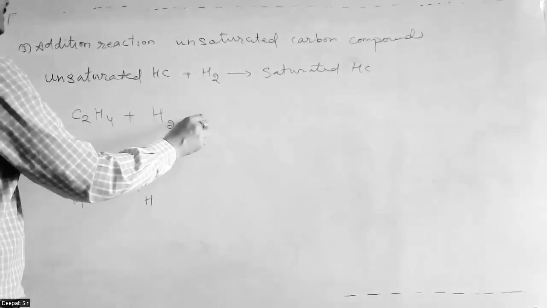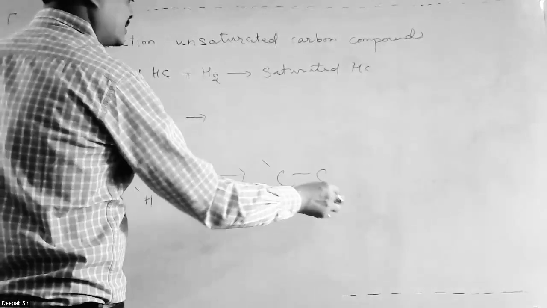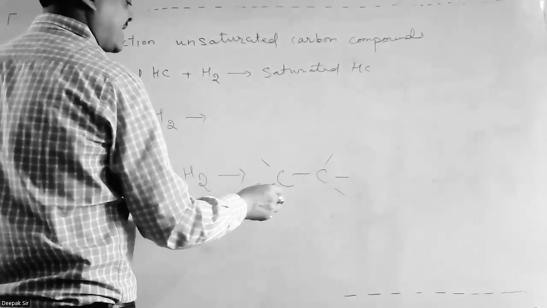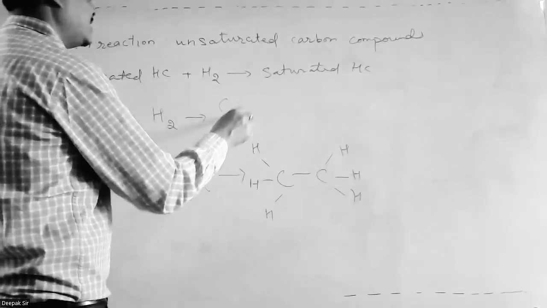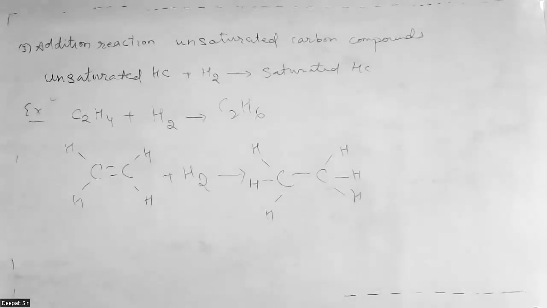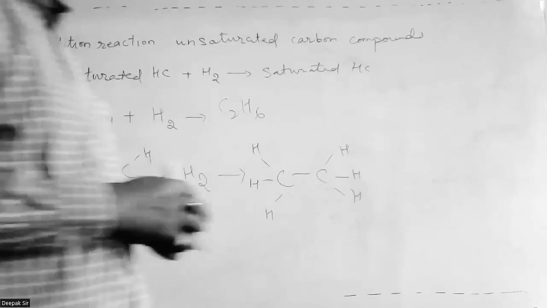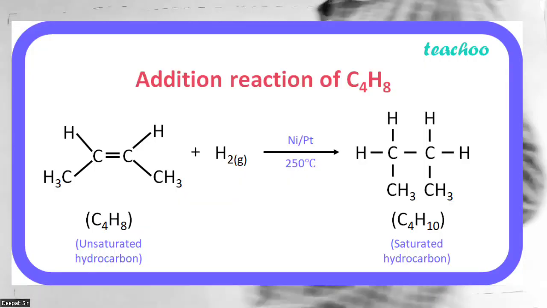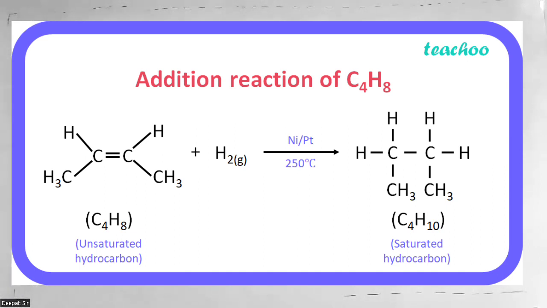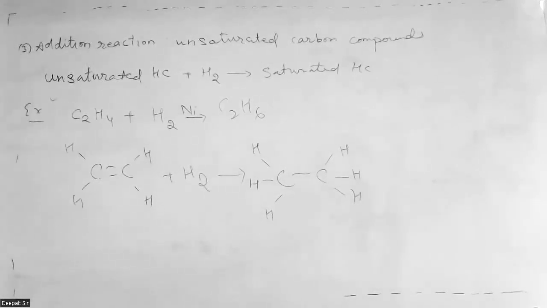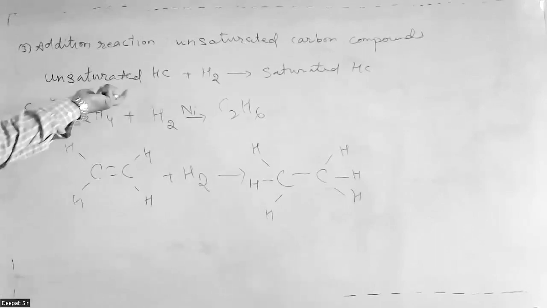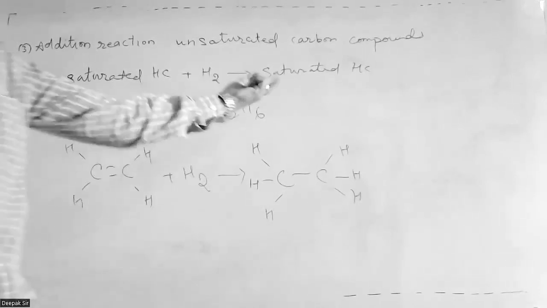Now, if we are going to add hydrogen, what happens? The double bond breaks down and makes electrons free. So when the electrons are free, we get C2H6. So the alkene is converted to alkane. But for the addition reaction to take place, there must be some catalyst used. This catalyst can be nickel or palladium. We use nickel here as a catalyst. So what we find is that in addition reaction, the double bond or the triple bond compounds are converted to single bond compounds.